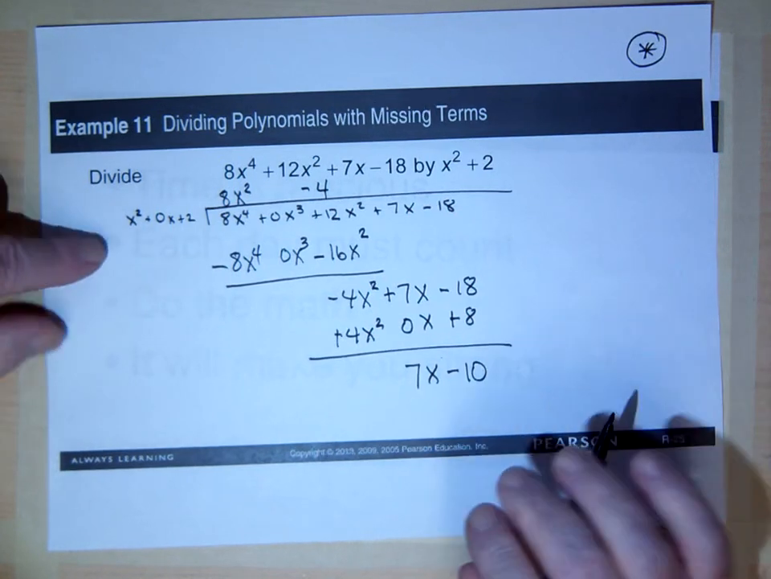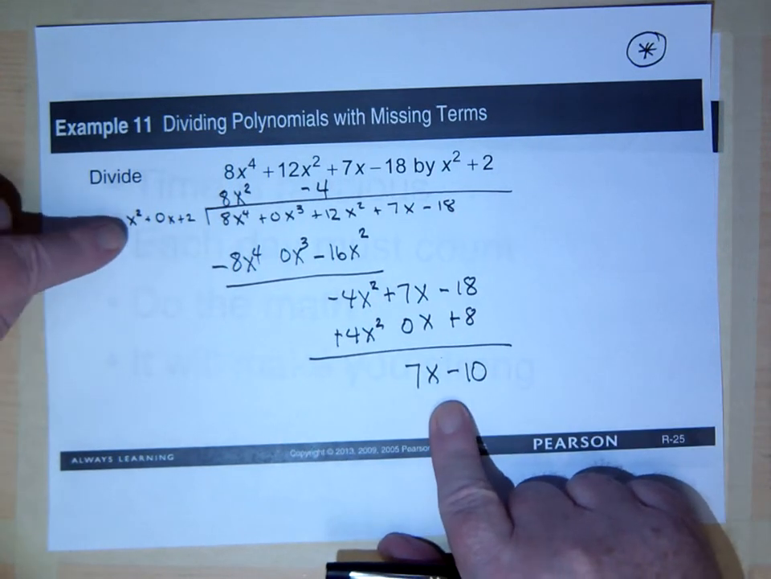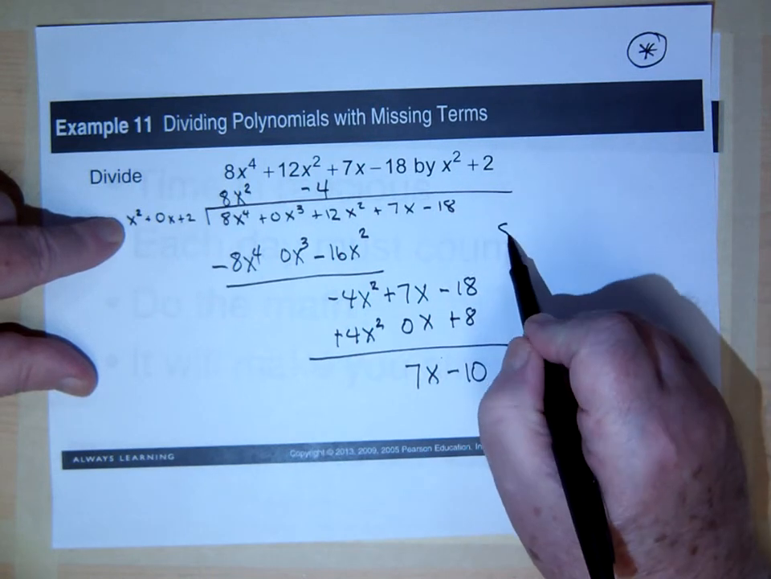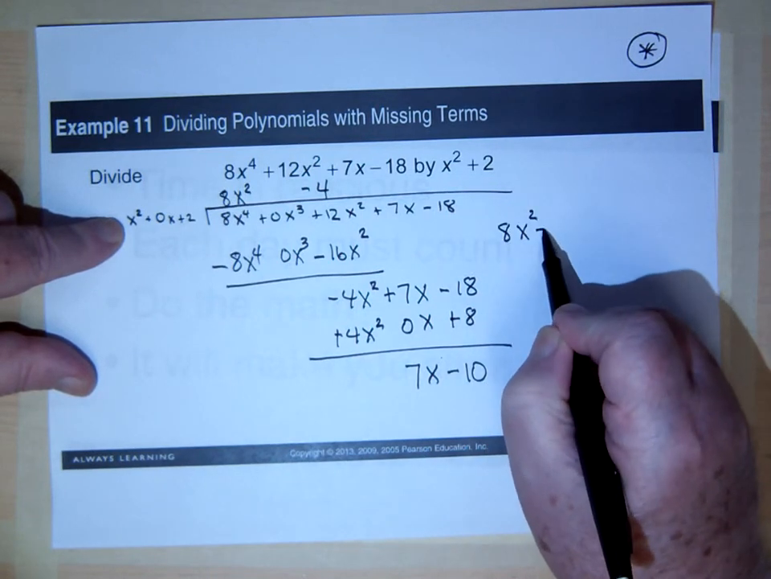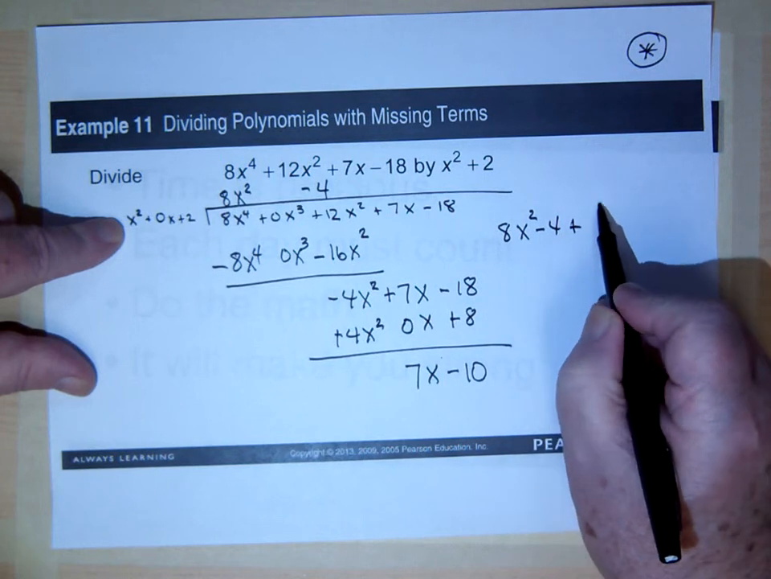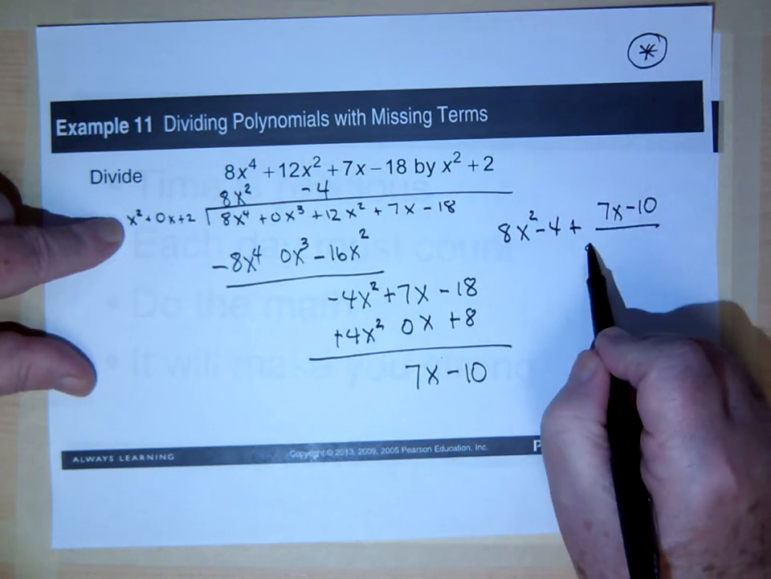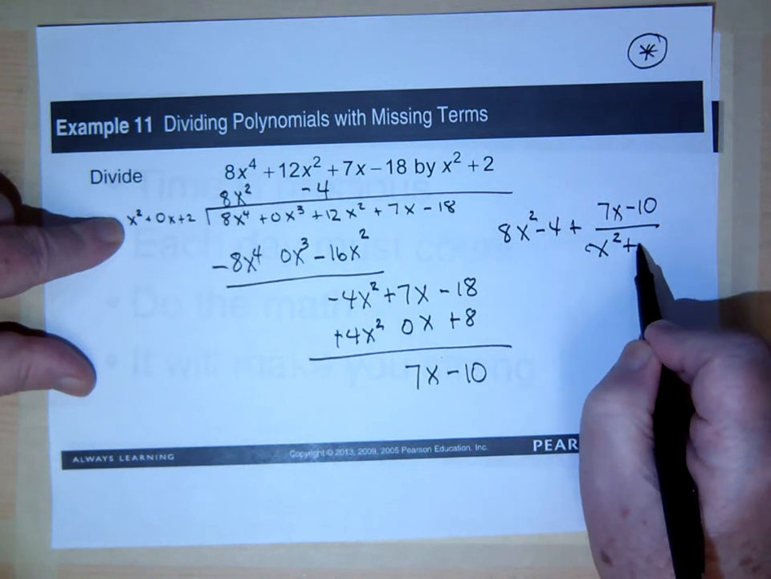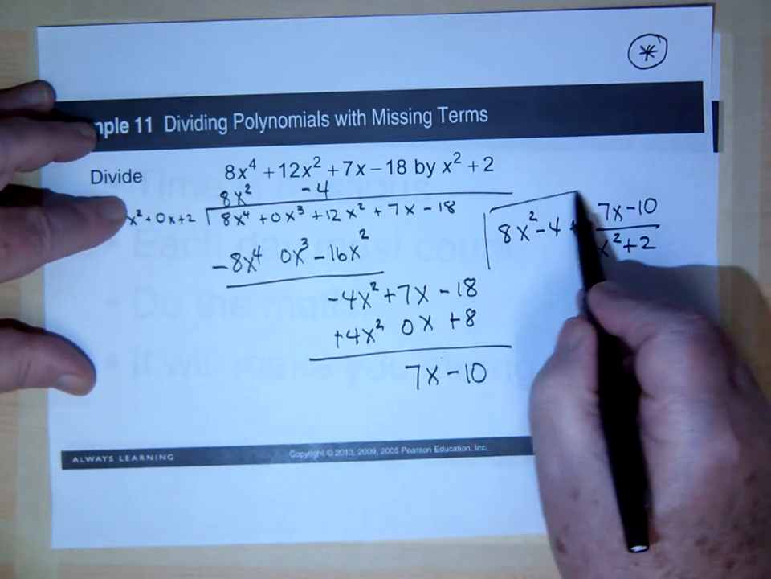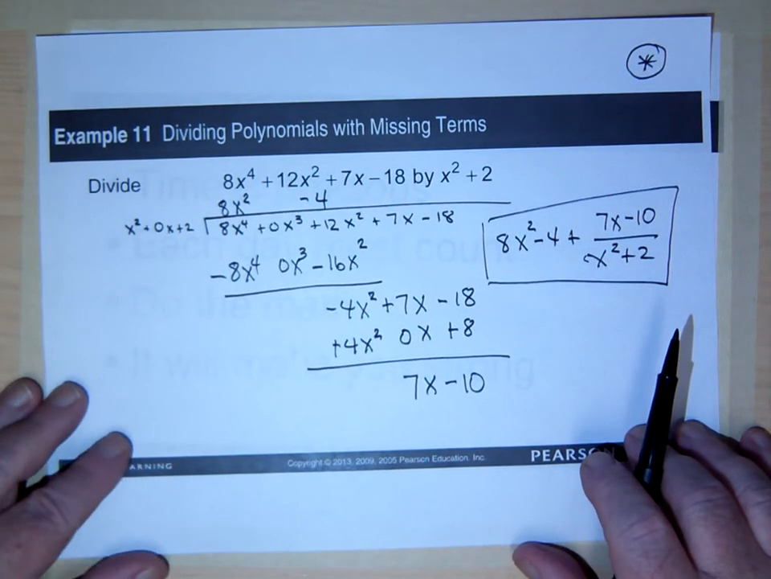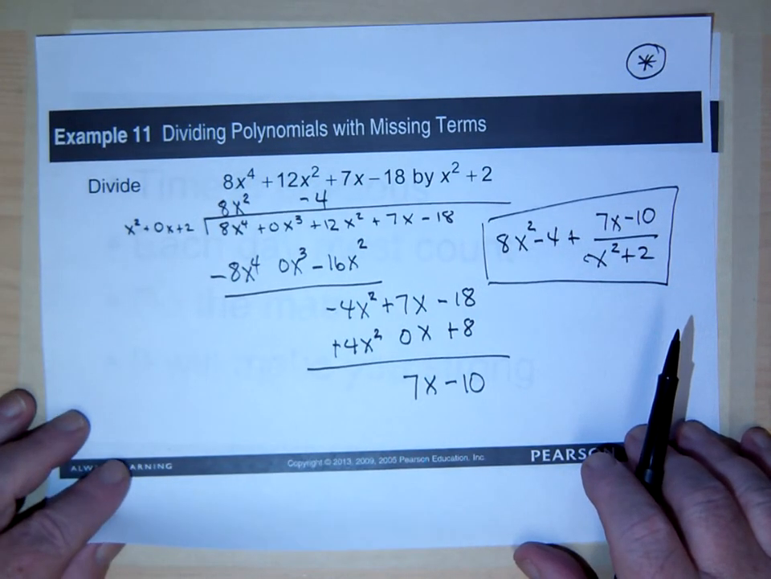Now the degree of this is less than the degree of that, so the answer to this problem is the remainder divided by the divisor. And so it goes with polynomials.